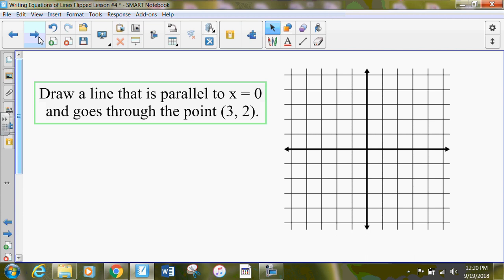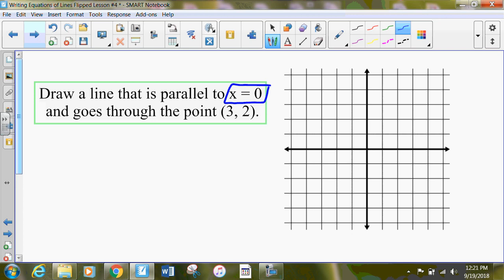Now we want to draw a line. So now we're back to graphing. Draw a line that's parallel to x equals 0 and also goes through the point (3, 2). So we're going to do two things. The first step is we're going to sketch the line. I call them the old lines because they're given to us. So we're going to sketch x equals 0.